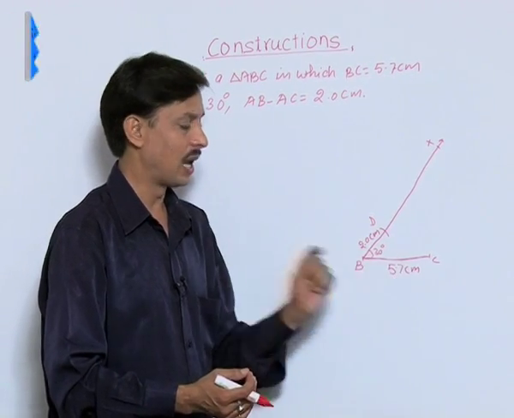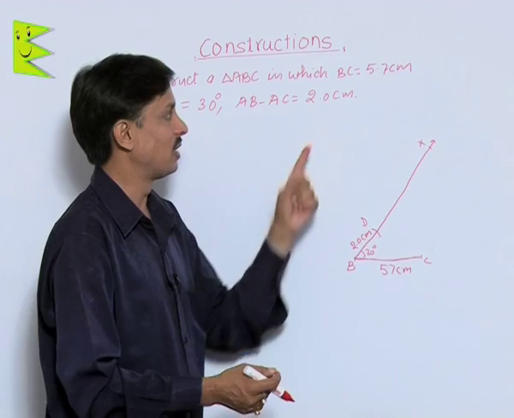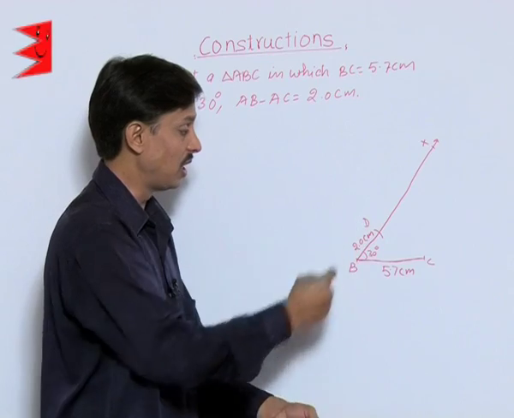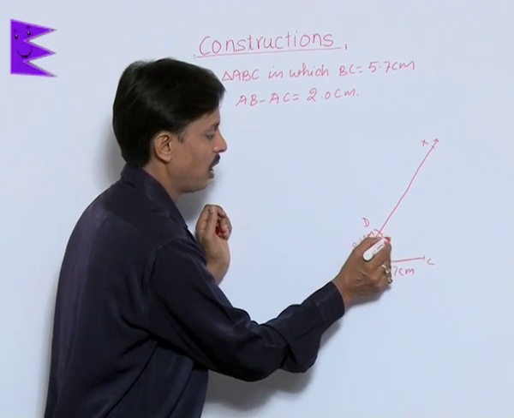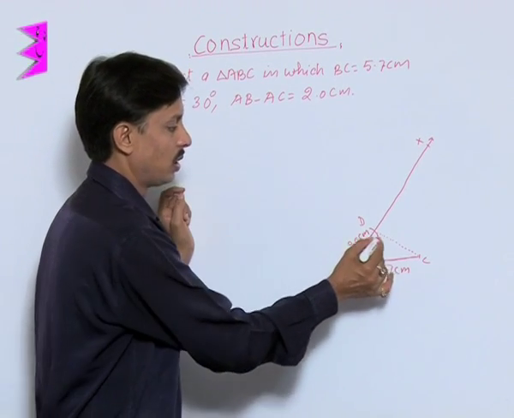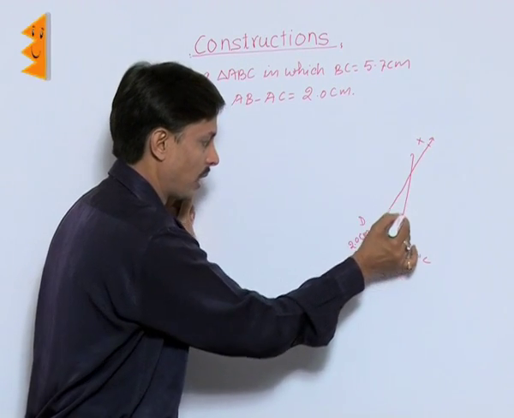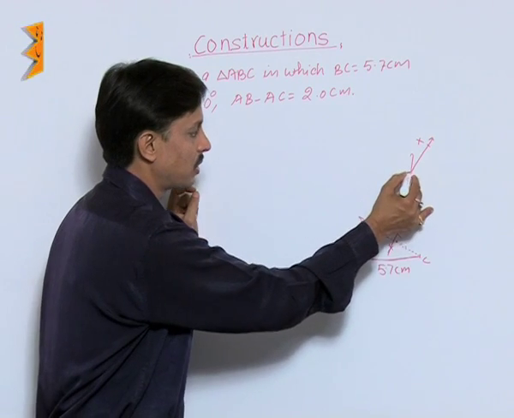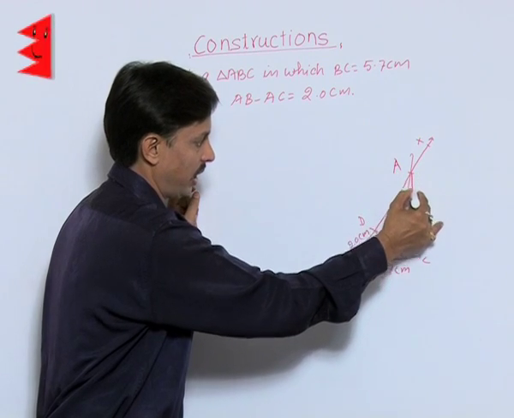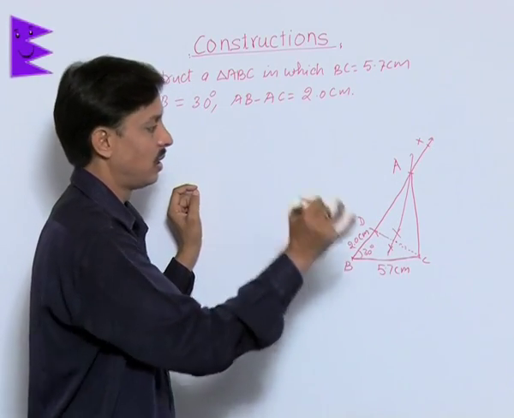First BC 5.7, second angle at B 30 degree, a long ray. Then what difference is given here? 2 centimeter in this case. Taking B as center, cut BD, 2 centimeter. Join D to C. Now I need to draw the perpendicular bisector of DC. The perpendicular bisector of DC meets this extended ray somewhere at a point A. Join A to C. This ABC is the required triangle.